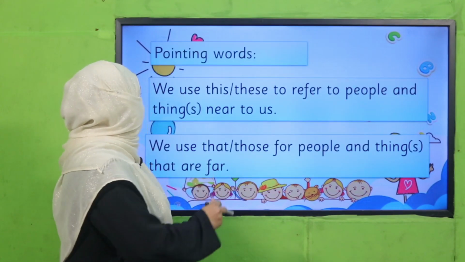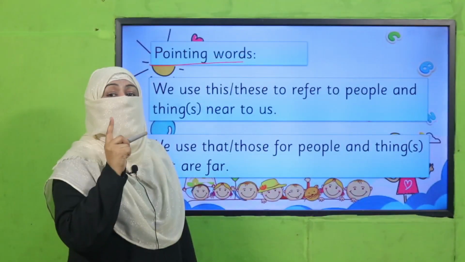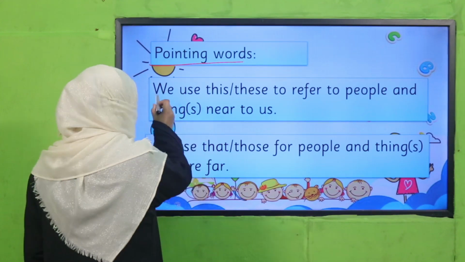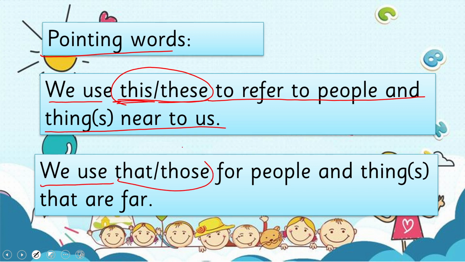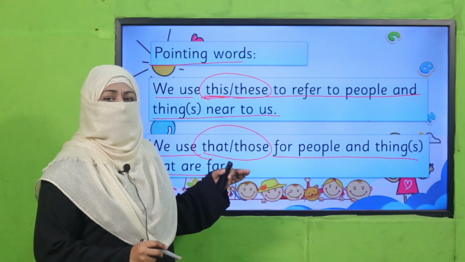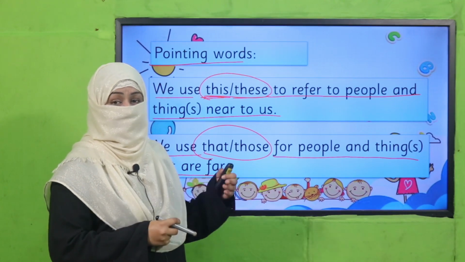And what are pointing words? As it's clear from its name, we have already learnt about it. Pointing words are the words which are used to point something, and we use this and these to refer to people and things near to us. This for singular and these for plural, and we use that and those for people and things which are far away from us, right? Remember, we have studied it in detail. Now, beta, these are the pointing words or substitution words we start a sentence with.